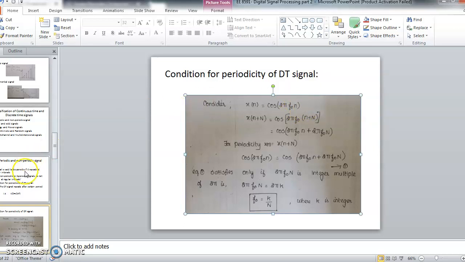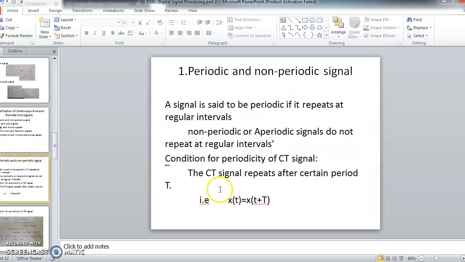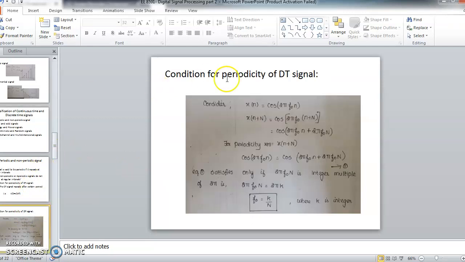In the previous slide we learned, right, that x of t is changed as x of t plus T. So this is for a continuous time signal, and this is the example for a discrete time signal. What is the representation of discrete time? x of n. So here n is replaced by n plus N. So what is cos 2 pi f naught into n plus N? By expanding this, we will get cos 2 pi f naught n plus 2 pi f naught N, right?